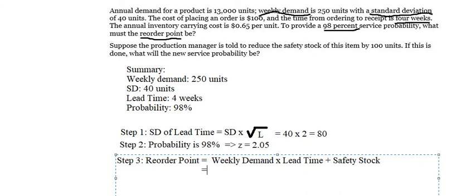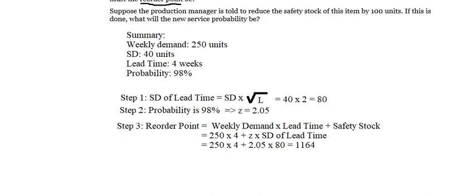So we have 250 multiplied by 4, plus Z multiplied by the standard deviation of lead time. So we have 250 multiplied by 4 plus 2.05 multiplied by 80, and we get 1164. Next question.